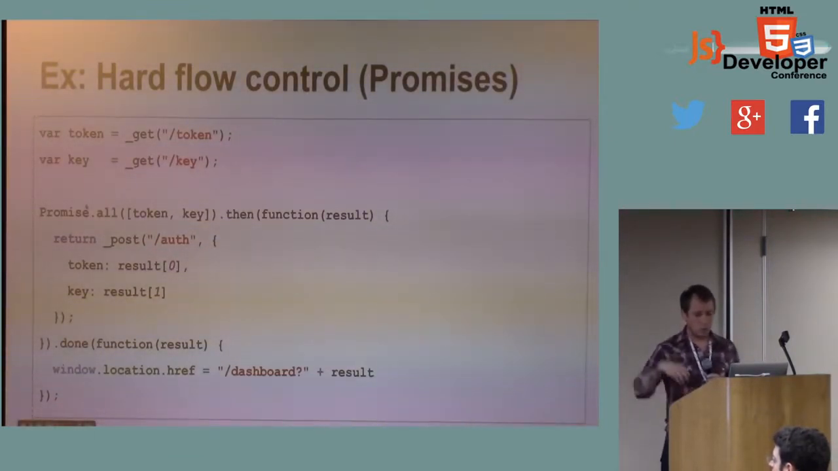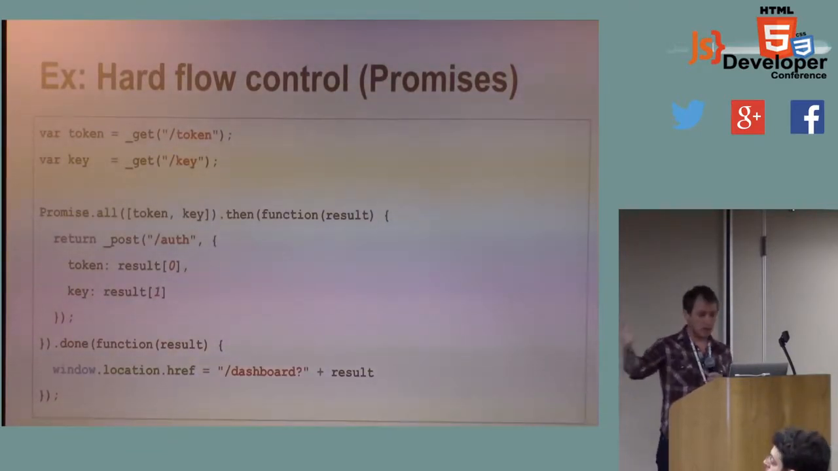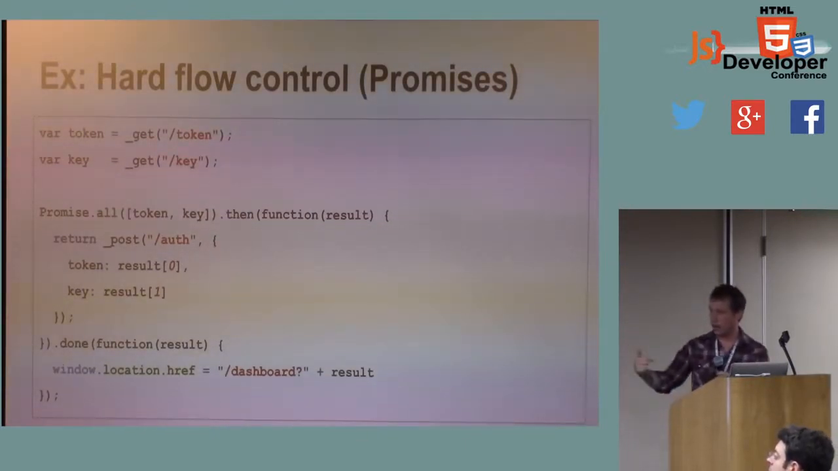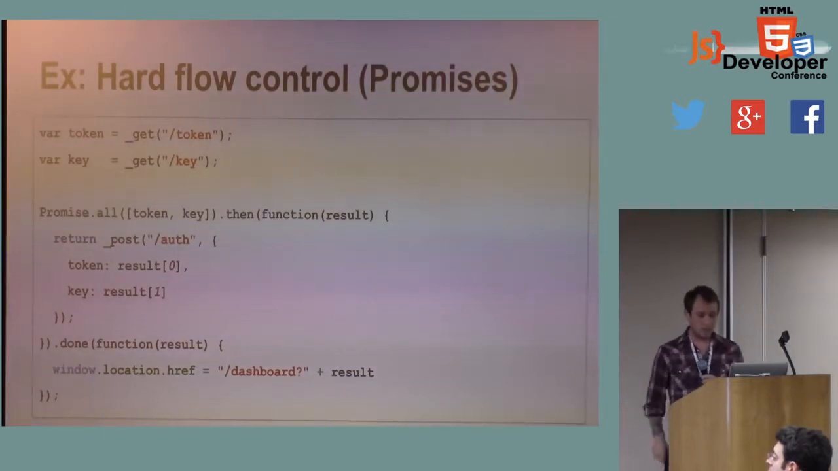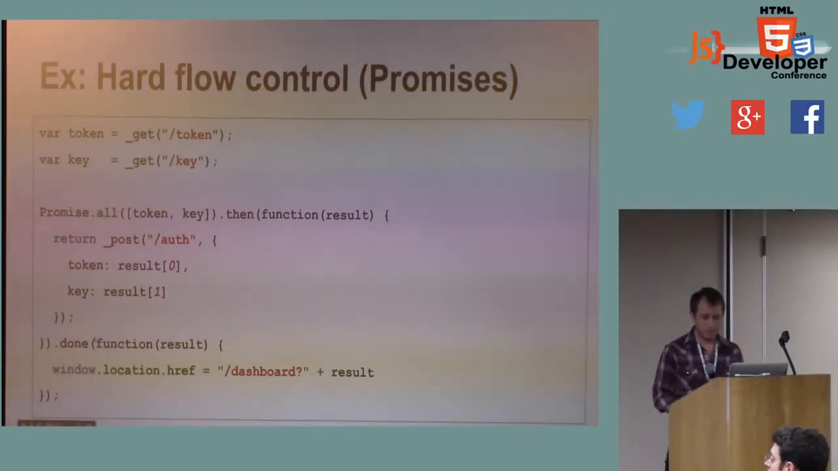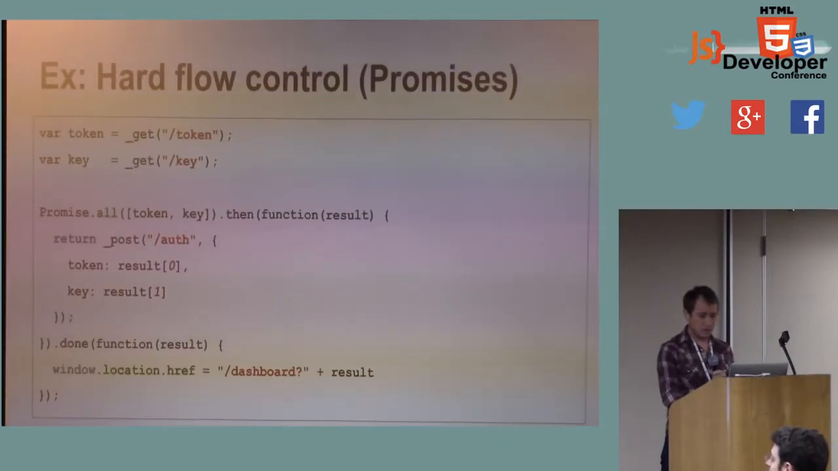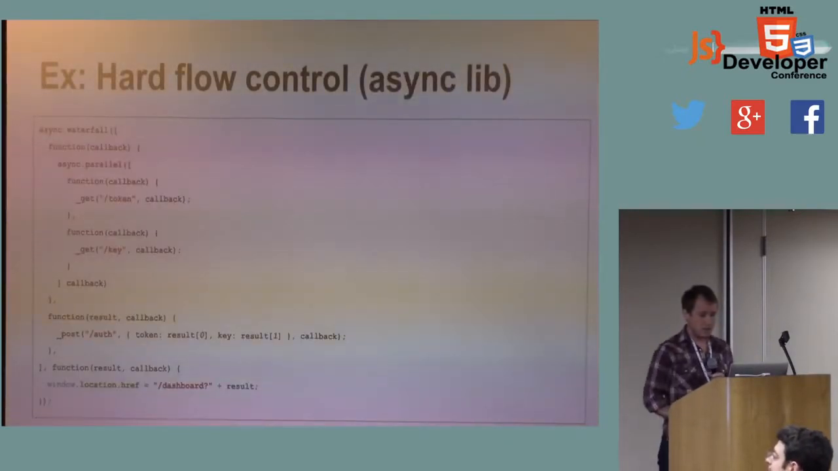We're going to wait for both of those promises to resolve. That is to say, we get the token and the key. And then we're going to do that post to auth, which we're just going to assume returns a promise. And then finally, we're going to do the redirect to dashboard using that result. So functionally, the same code as we had here before. There are a few less lines, but there are still a lot of lines.